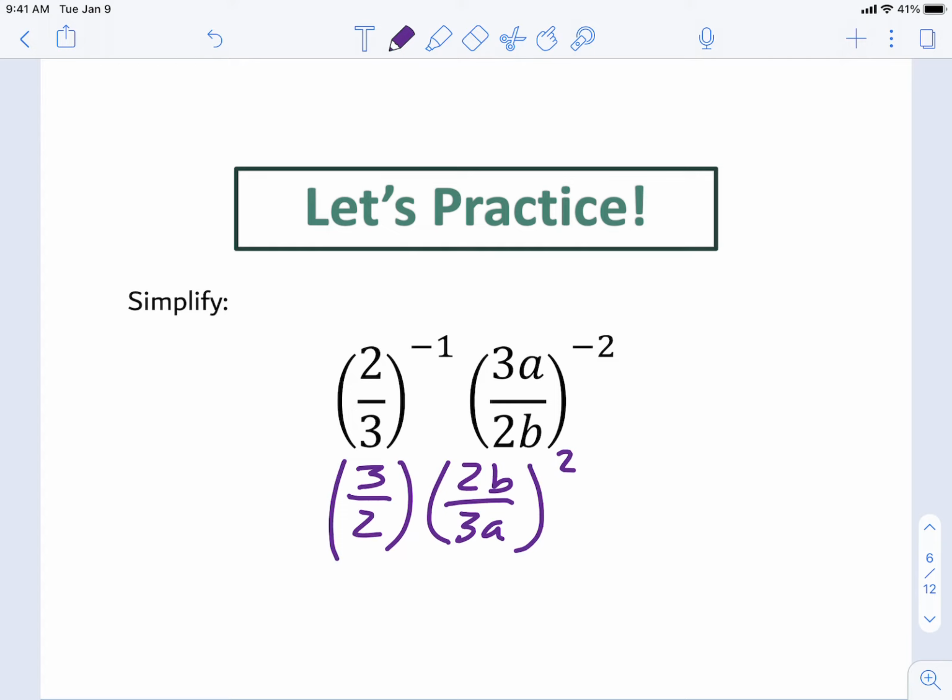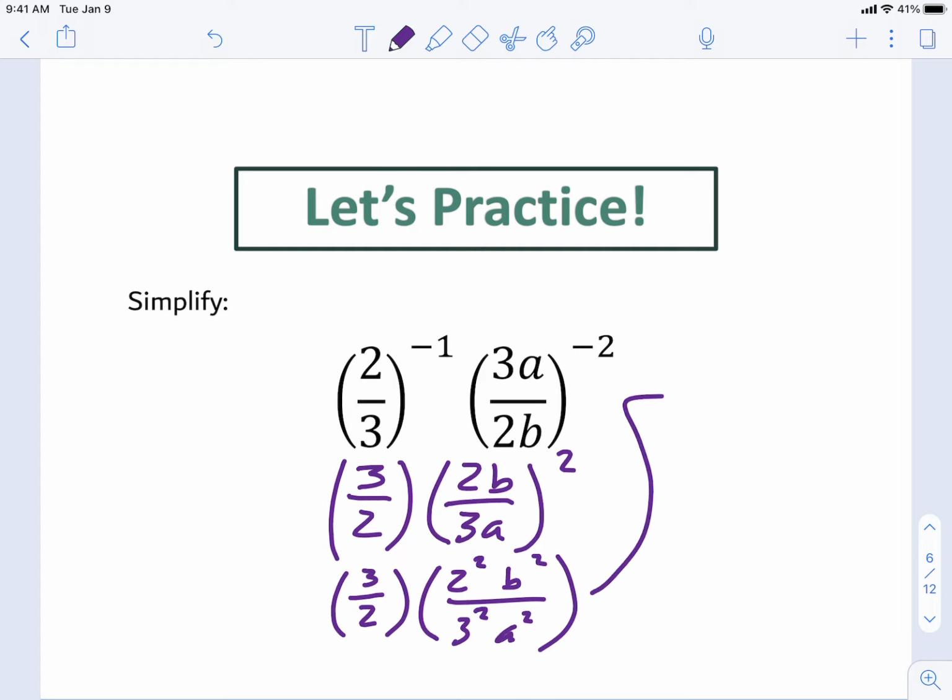Now I've just got this 3 over 2 for the first one, and I want to square everything, all 4 parts. The 2, the b, the 3, and the a all get that exponent of 2. So it's 2 squared b squared over 3 squared a squared. And so now let's start simplifying this. I'm going to move it up here. So that's going to be 3 over 2 times 4b squared over 9a squared.